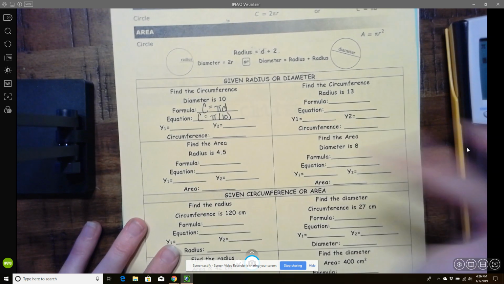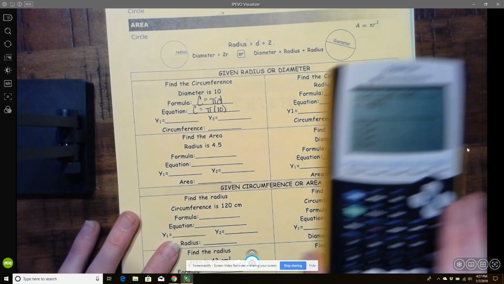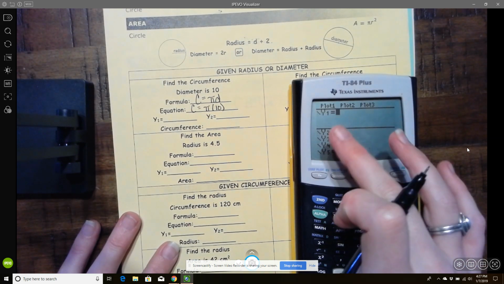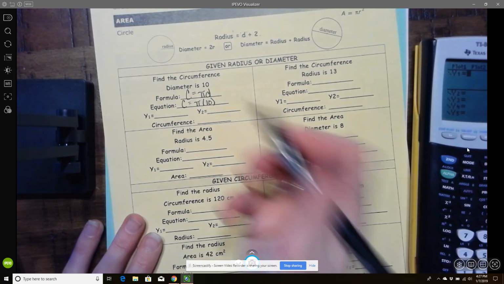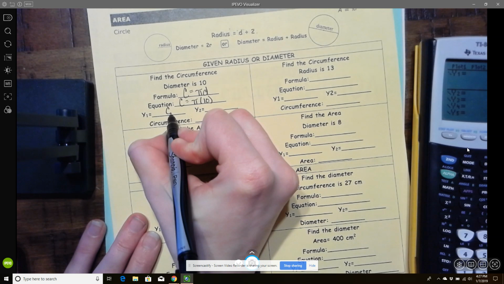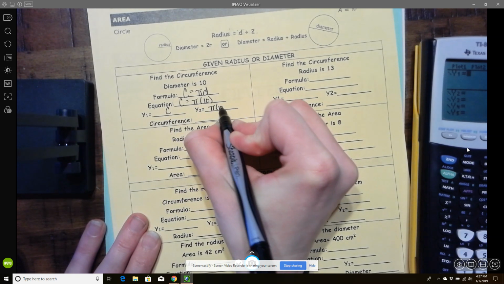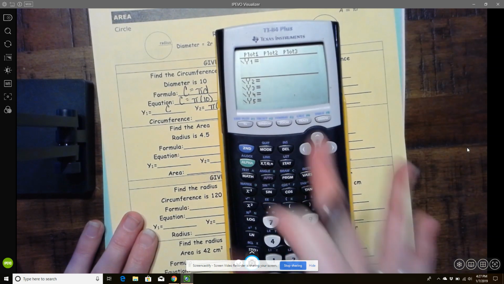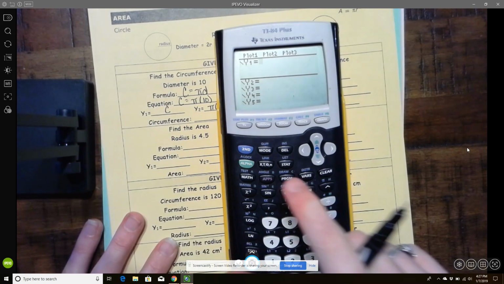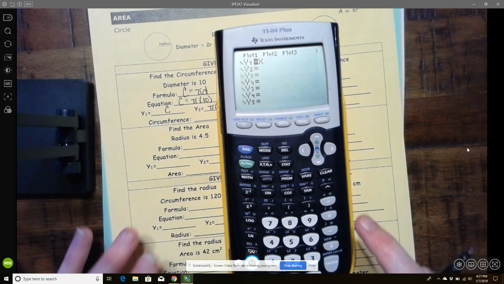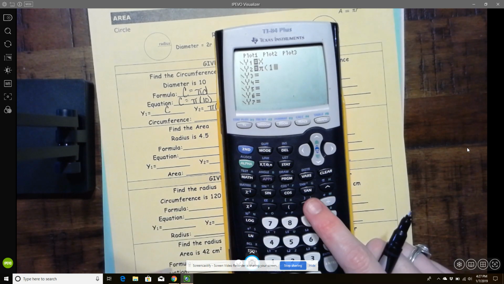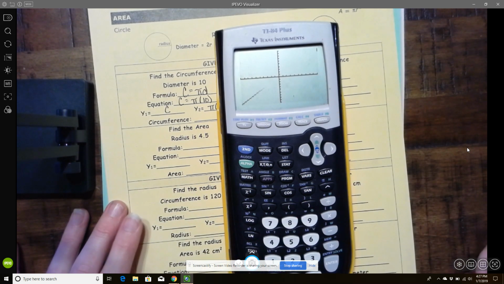And if you remember from our notes yesterday, anytime that you substitute a number, you need to put it in parentheses. So when you go into y equals, you're going to put stuff into y1 and y2. So y1 is the left-hand side of the equal. y2 is the right-hand side of the equal. So remember, we can't put a c in, so we put an x. And then here I would have pi times 10. And then we graph it.